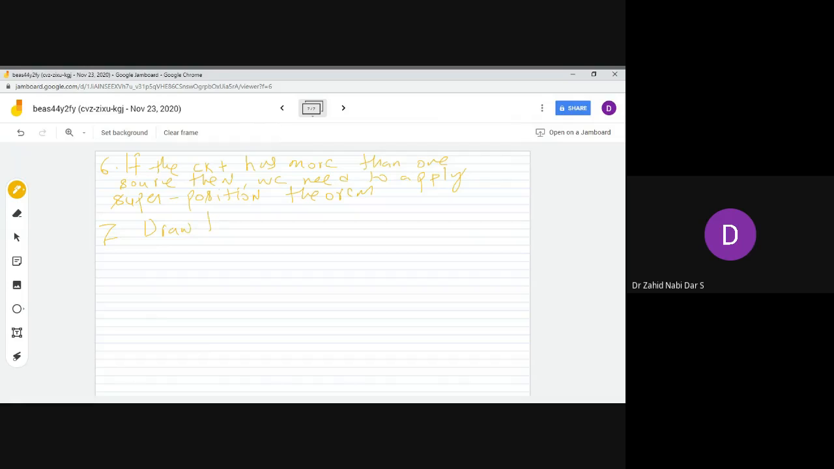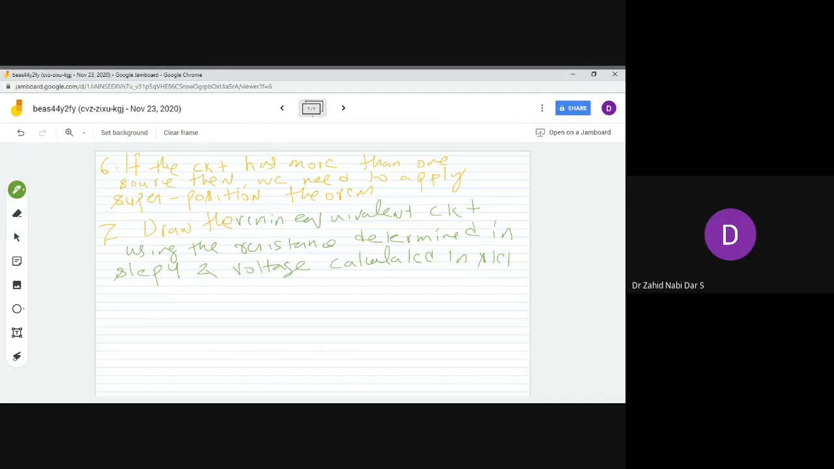Draw the Thevenin equivalent circuit using the resistance determined in step 4 and the voltage calculated in step 5.